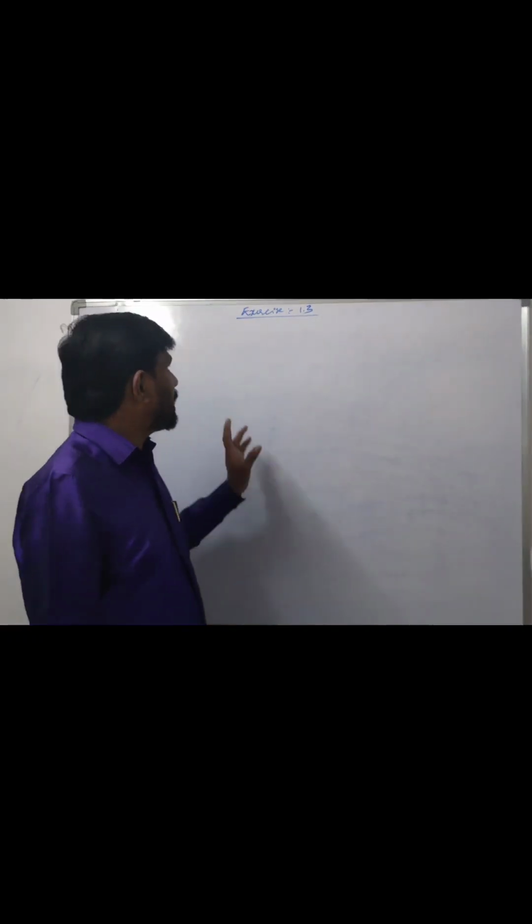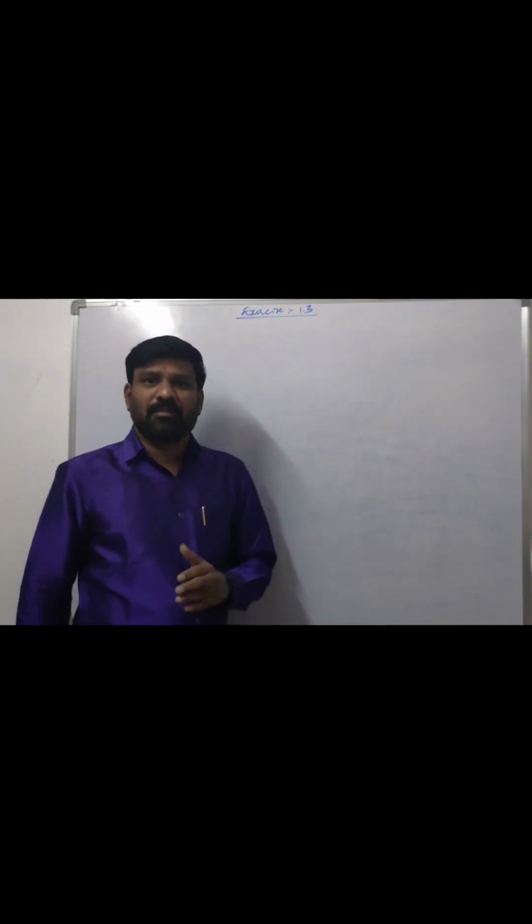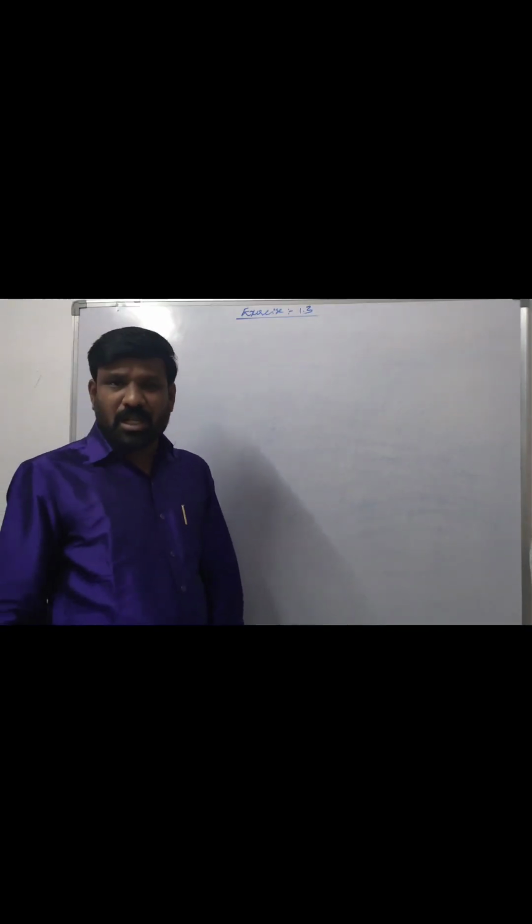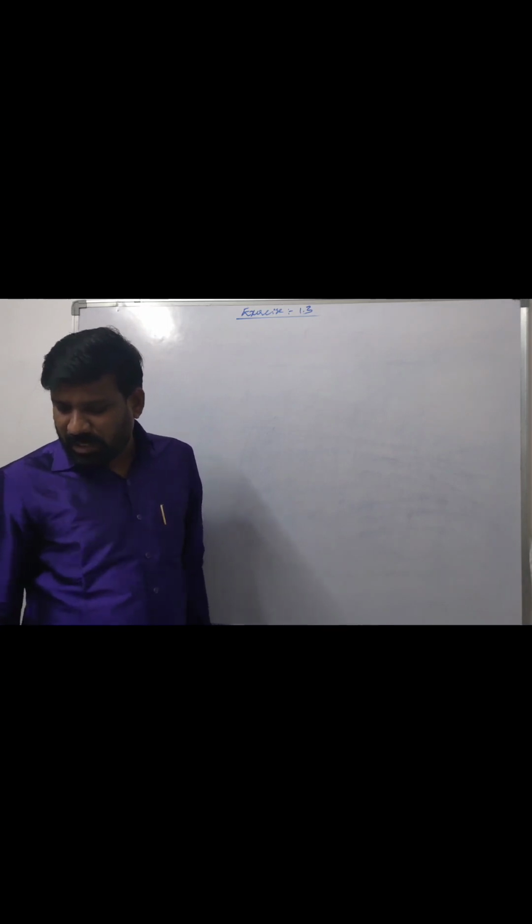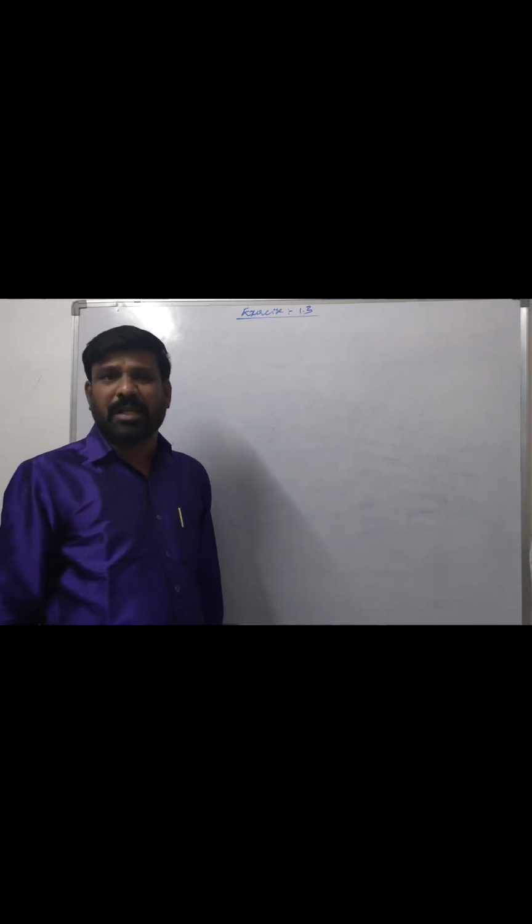Right. Next exercise is 1.3. So first one, write the following rational numbers in decimal form and also state which are terminating and non-terminating decimals. Here there are 5 sums. So let us cross check.